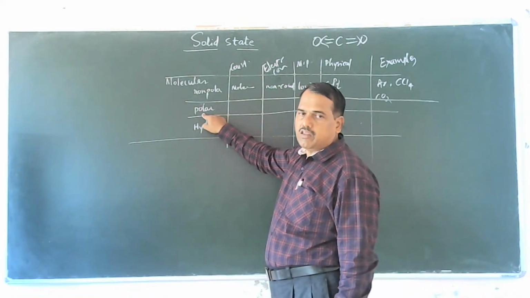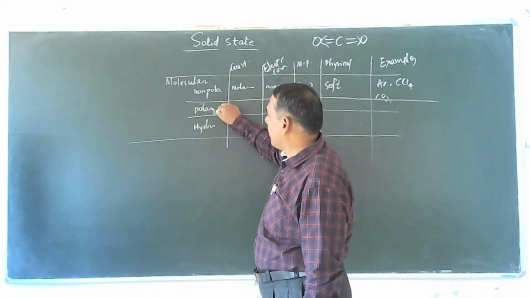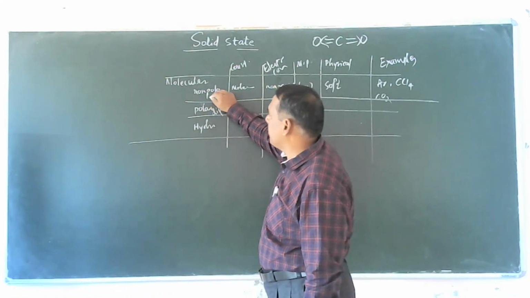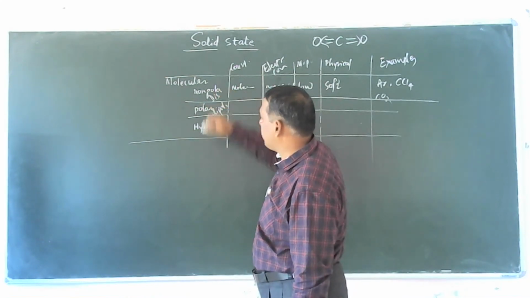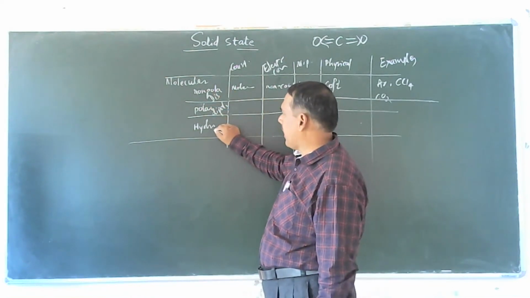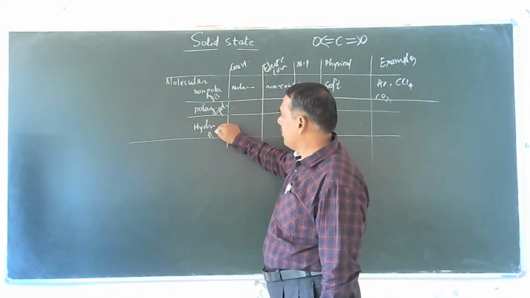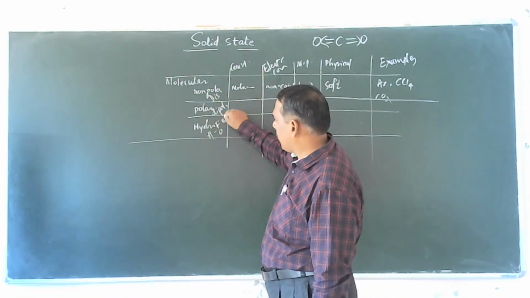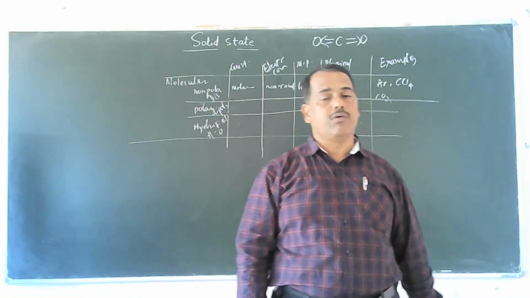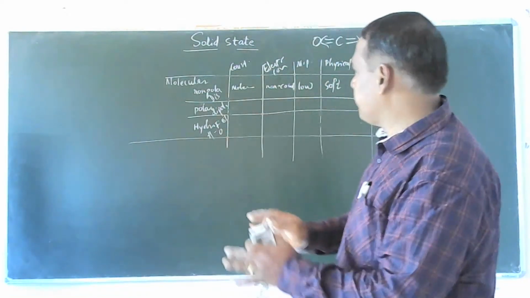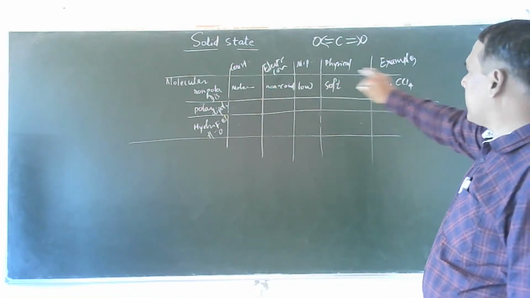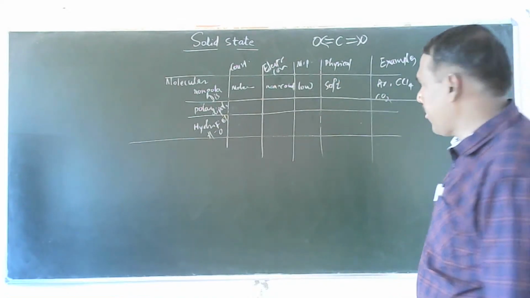So what is the force operating here? It is dipole-dipole. Whatever is non-polar, it is dispersion. Here it is hydrogen bonding. Hydrogen bonds form with fluorine, oxygen, or chlorine. Are you clear? More electronegative. Let us summarize the different examples and their characteristics. Easily we can remember.